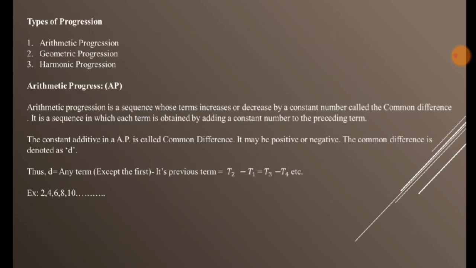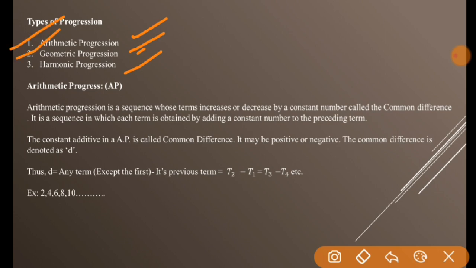Well, we'll move on to the important part of the chapter. Here we have three different types of progression: arithmetic, geometric, and harmonic. For you people in this chapter, you are majorly focusing on the first two types. So let us take up arithmetic progression first.